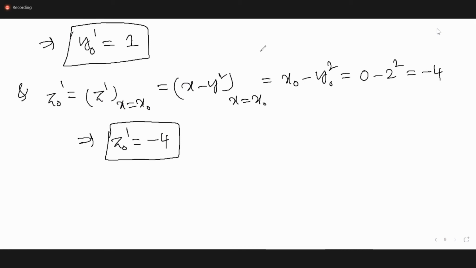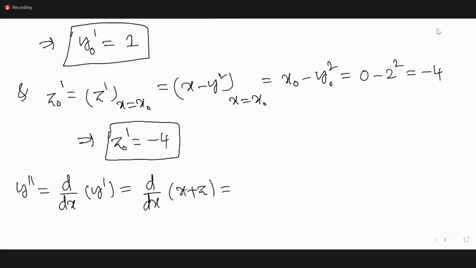Okay, now next, calculate y naught double dash, z naught double dash. Next, y double dash is equal to d by dx of y dash. So d by dx of what is y dash? x plus z. What is the derivative of x with respect to x? 1. And this is dz by dx, that is 1 plus z dash. So y double dash is equal to 1 plus z dash.